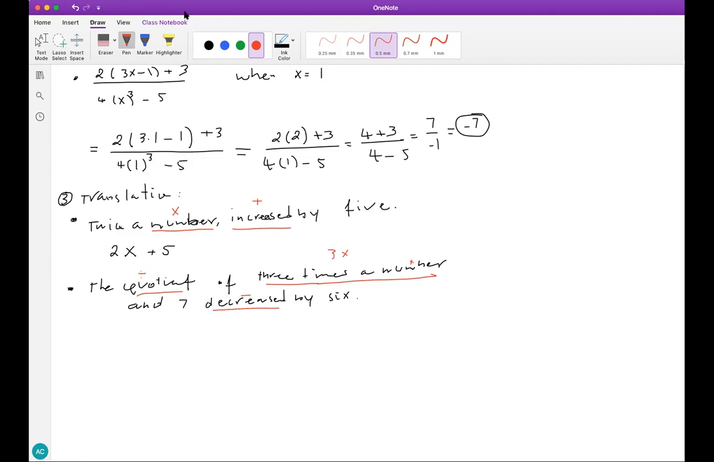Let's put this together in one expression. Whenever you see quotient, that means it's the division between two things. So you write the division and then you have a dividend and a divisor. What goes on the left side of this? 3x. That's right, so the quotient of 3x and something else. What is that other thing? 7, and decreased by 6. That's it, that's the expression here.